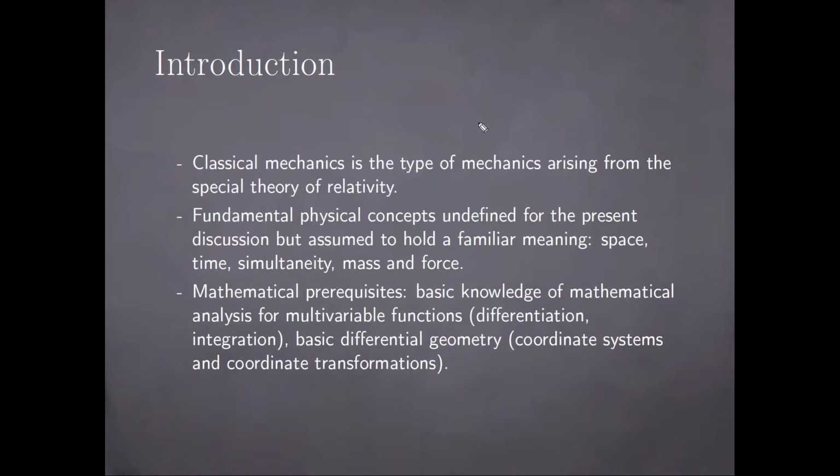Classical mechanics is the type of mechanics arising from the special theory of relativity. Fundamental physical concepts undefined for the present discussion but assumed to hold a familiar meaning are those of space, time, simultaneity, mass, and force. Mathematical prerequisites are basic knowledge of mathematical analysis for multivariable functions, so knowledge of differentiation and integration, and some basic grasp of differential geometry, mainly coordinate systems and coordinate transformations.